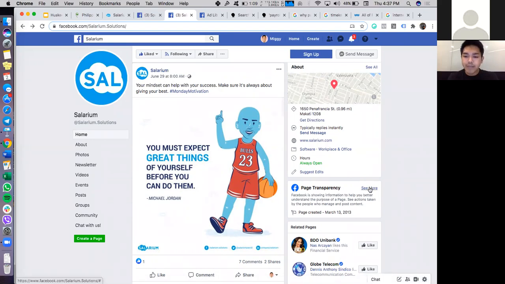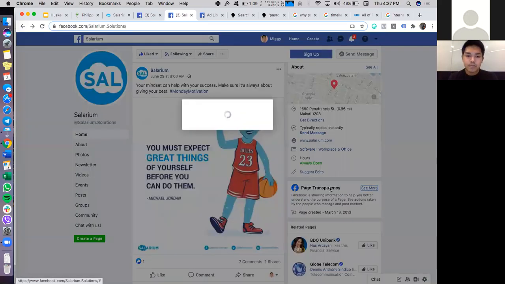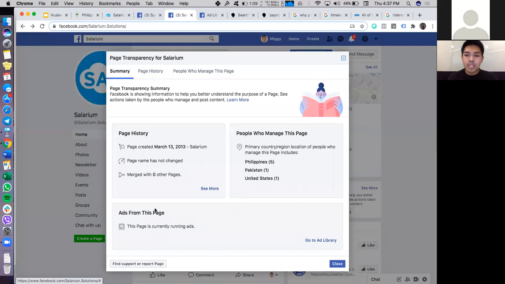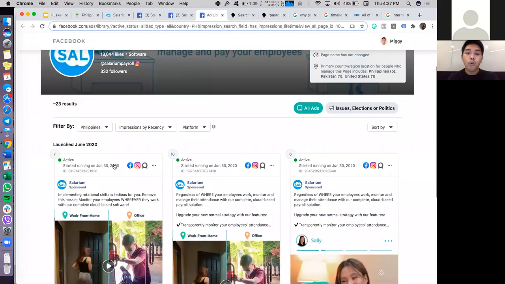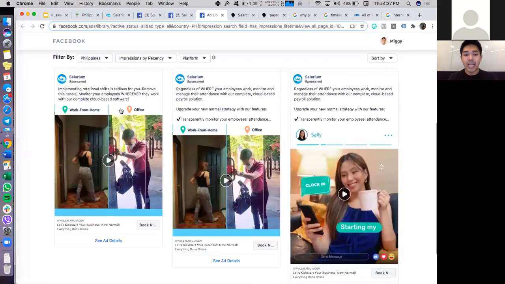So when you click page transparency, you're able to see all of the ads that your competitors are running. I know that Salarium is currently running some ads because Facebook says that they are. When I click go to ad library, I'm going to end up on this page where I see exactly all the ads that they're running.